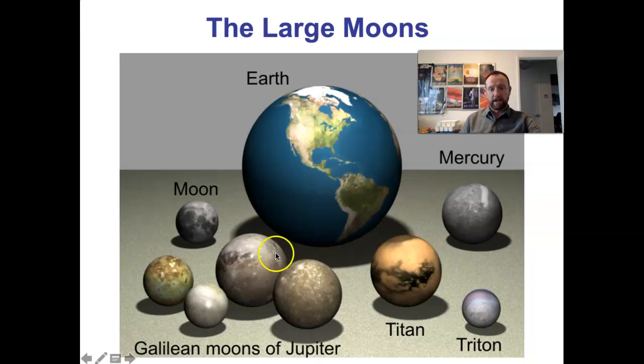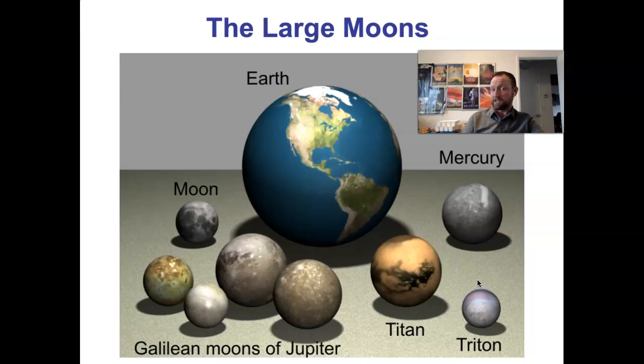So here are the sizes of the 4 largest moons of Jupiter, the ones that Galileo discovered with his little telescope. We tend to call these the Galilean moons because he discovered them. These are Io, Europa, Ganymede, and Callisto. Titan is the largest moon of Saturn. Triton is the largest moon of Neptune.